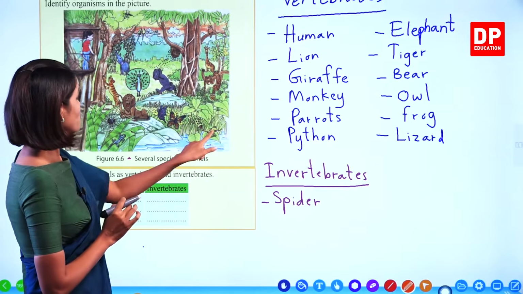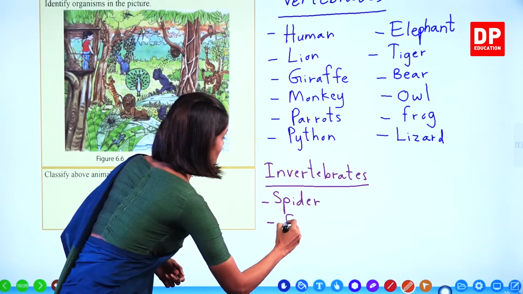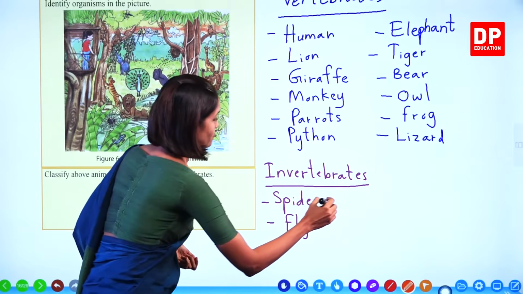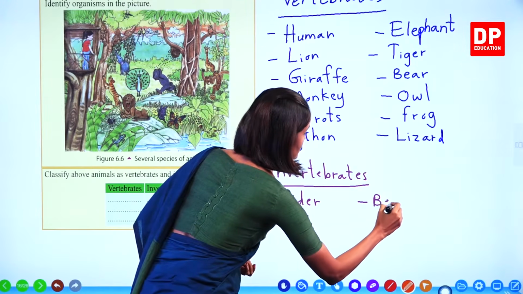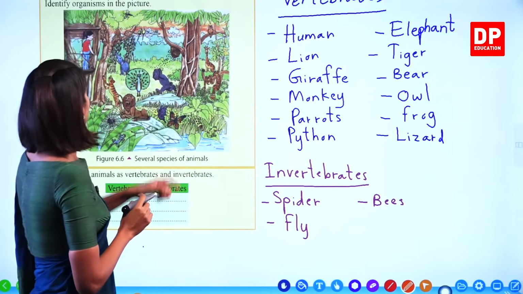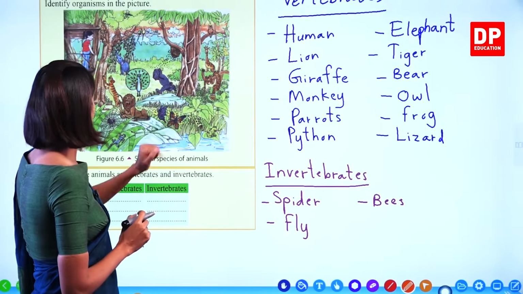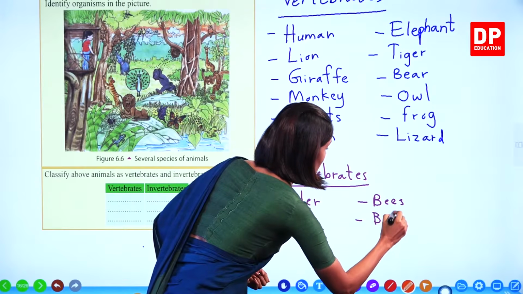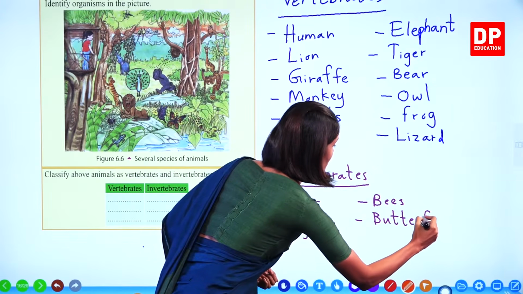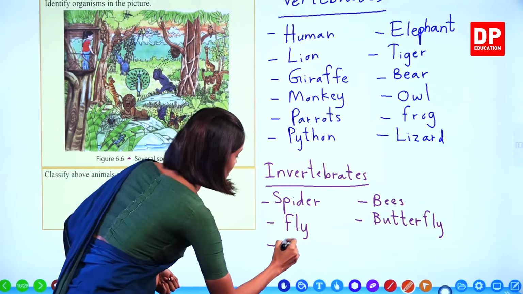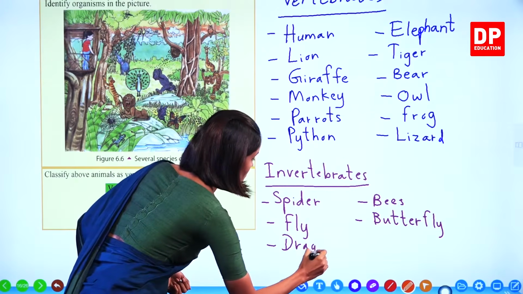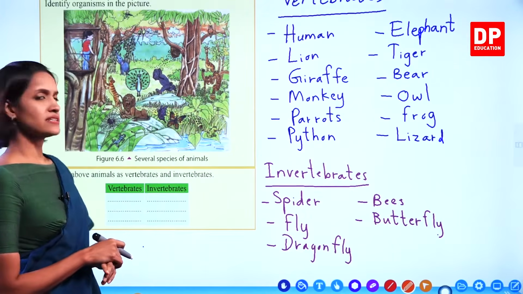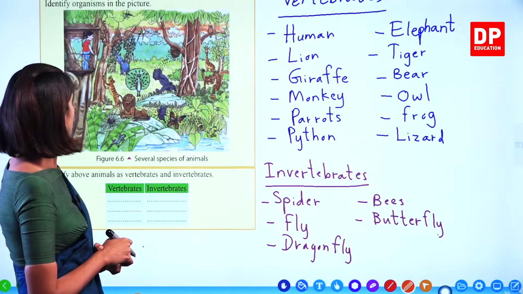Right. And fly. I can see a fly. And bees. Bees. And here, dragonfly, butterflies, they all are coming under invertebrates. Butterfly, dragonfly, butterfly. Right. Did we miss any animal?